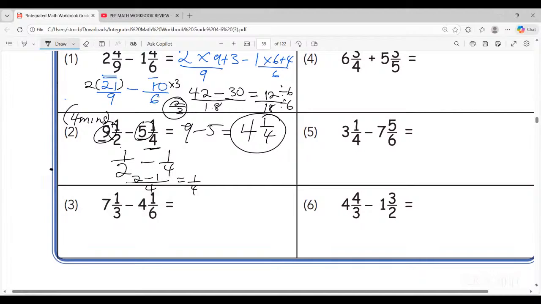Seven and 1/3 minus 4 1/6. What's the answer for that?